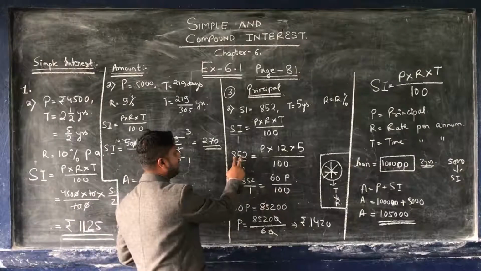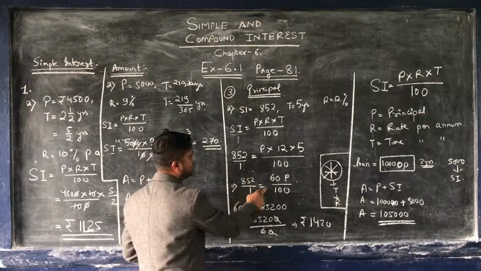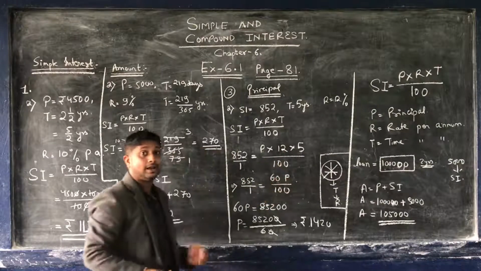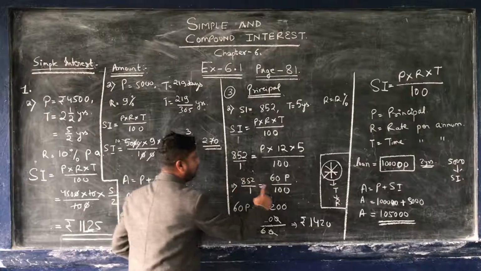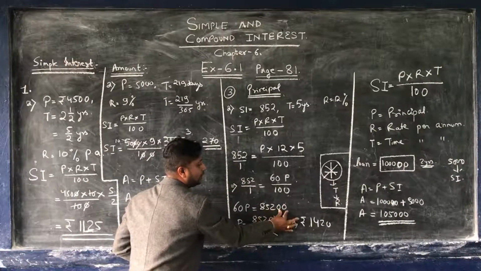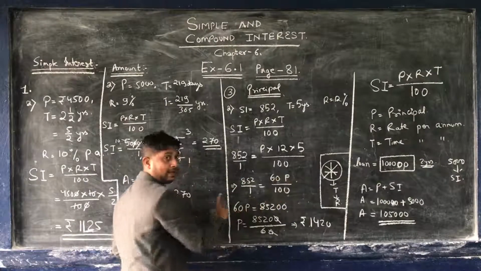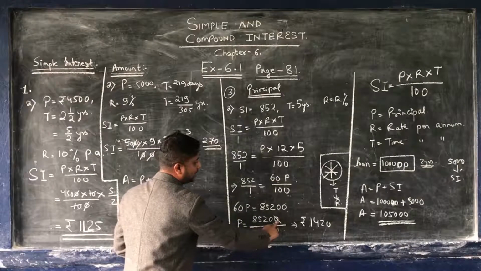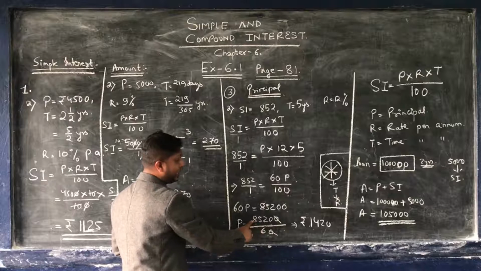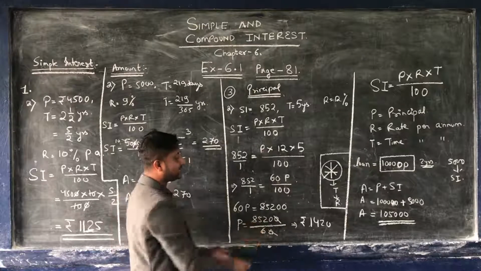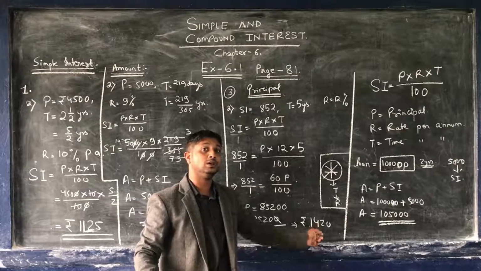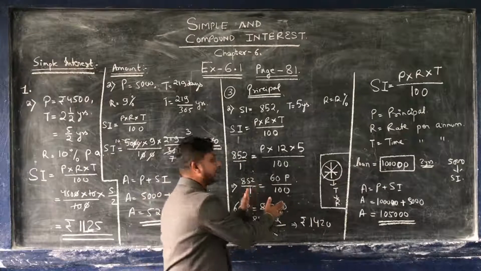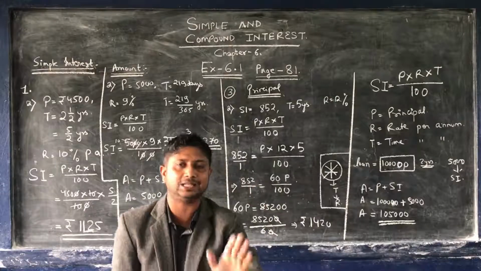852 by 1 equals 12 5s are 60 into P is 60P by 100. Now cross multiply. 852 into 100 is 85200, 60P into 1 is 60P. Now just keep P alone, this 60 will go down. This 0 and this 0 are struck out. Now if I cancel, 8520 divided by 6, I'll get 1420. This is my principal.